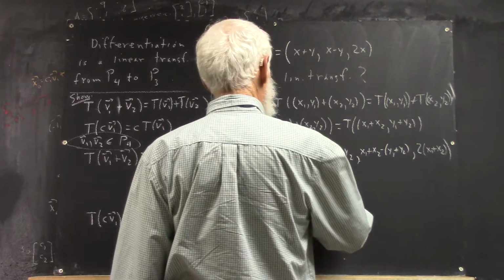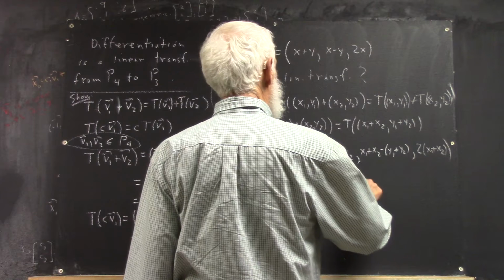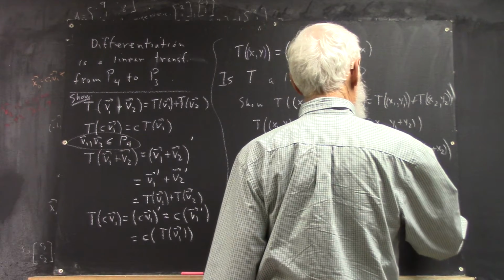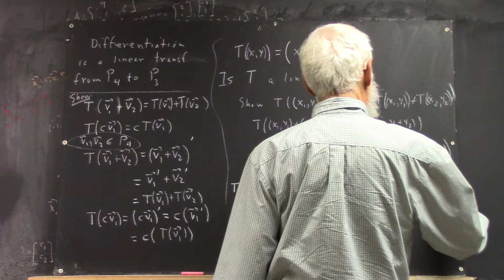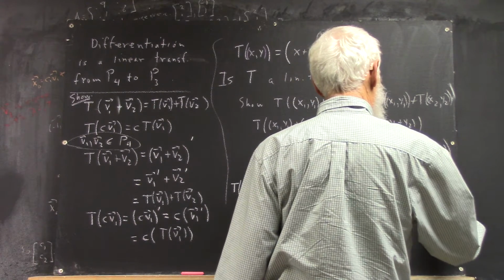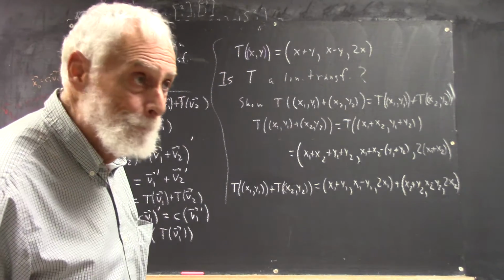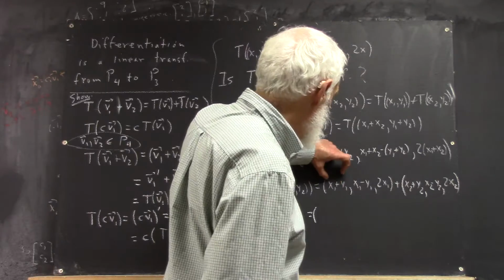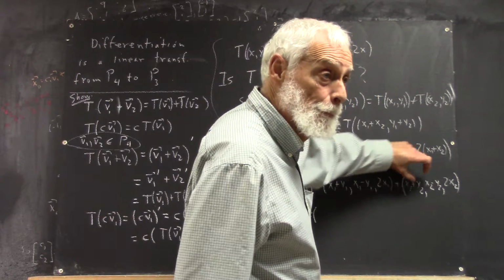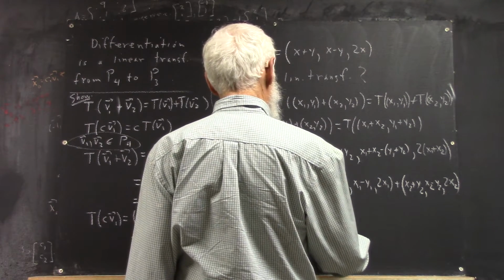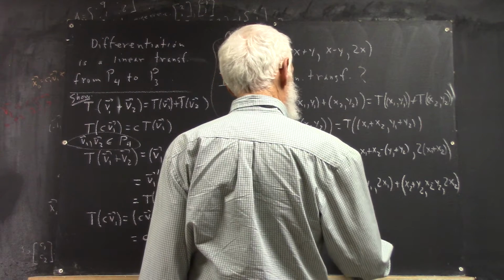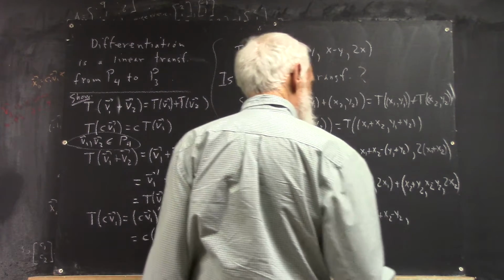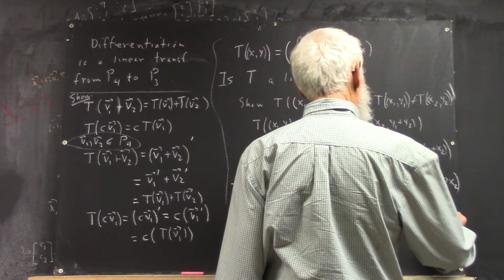Well, T of (x1, y1) is (x1 plus y1, x1 minus y1, 2x1), and then it's (x2 plus y2, x2 minus y2, 2x2). Okay? That should be pretty clear. Well, if I add those, what do I get? I get x1 plus y1 plus x2 plus y2, right? And I get x1 minus y1 plus x2 minus y2, and I get 2x1 plus 2x2.